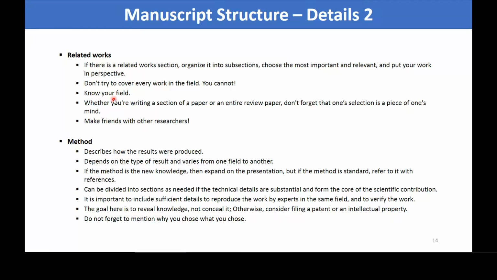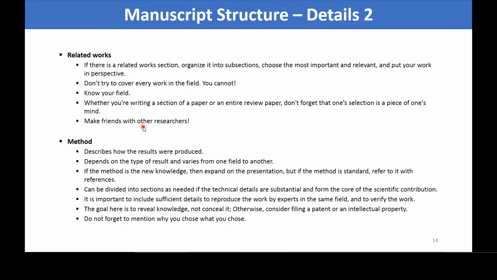So whether you are writing a section of a paper or an entire review paper, don't forget that one's selection is a piece of one's mind. So your selection of the references you put in your paper is a very strong indicator, a very strong signal of your expertise in this field. And make friends with other researchers. This is another way to say cite other researchers.